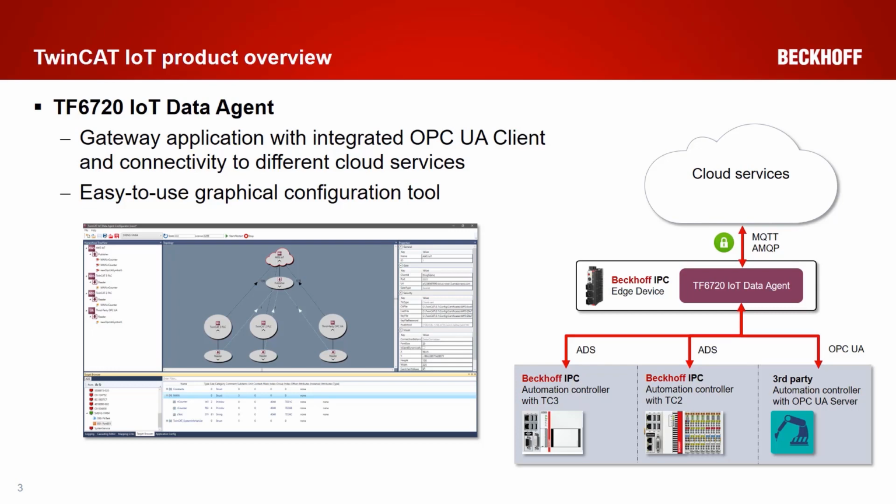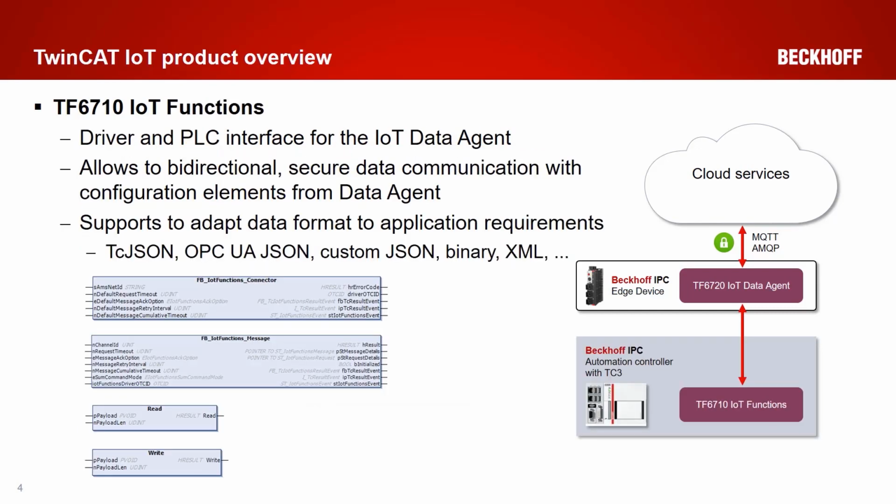We also have a product which is called the IoT Functions, and this product allows to use the data flow network that you have designed in your IoT data agent, so that you can also use it from inside of the PLC. So basically it's a set of PLC function blocks for the IoT data agent. So the configuration that you have created there can then be used and triggered from inside of the PLC context as well.